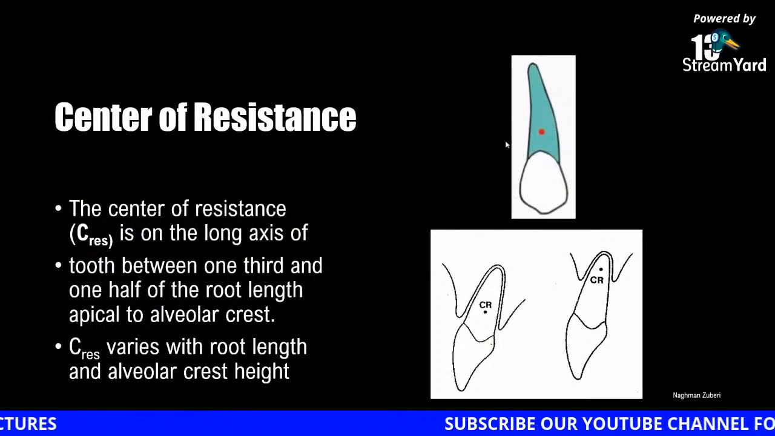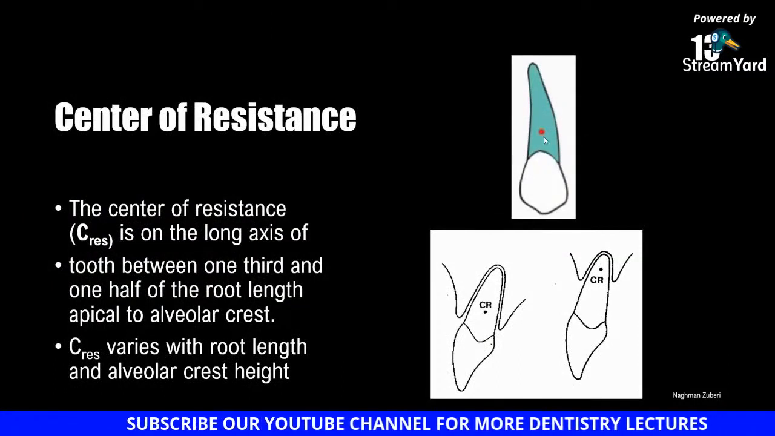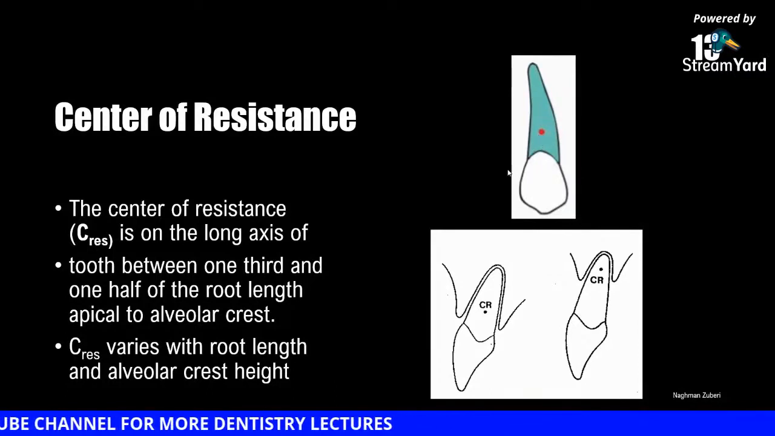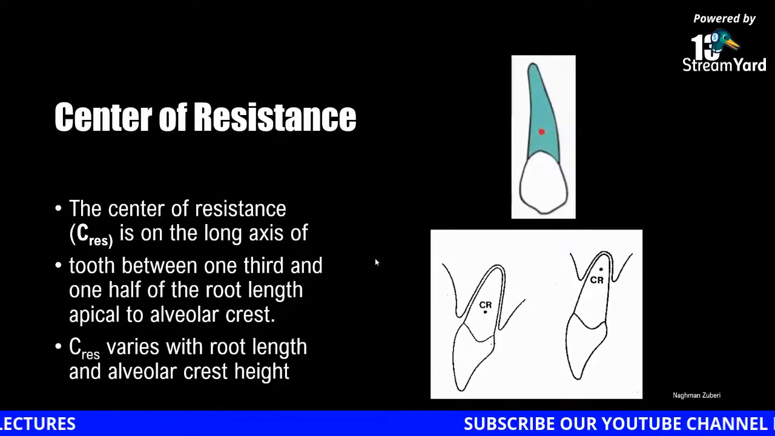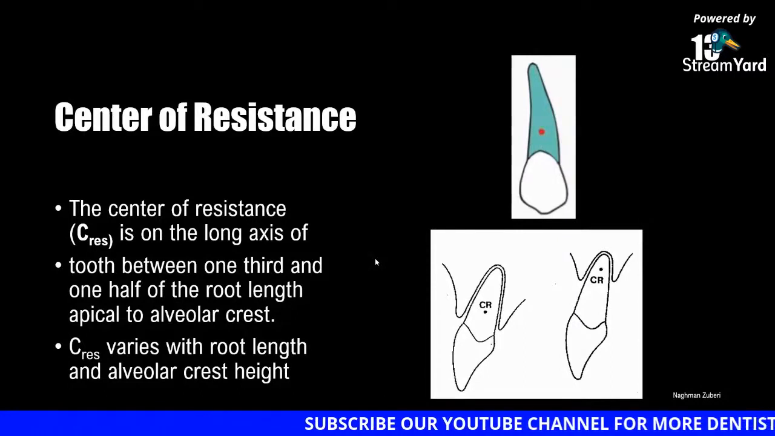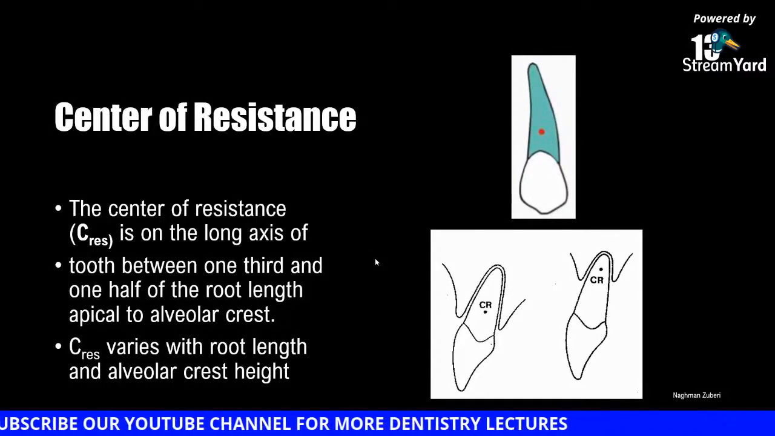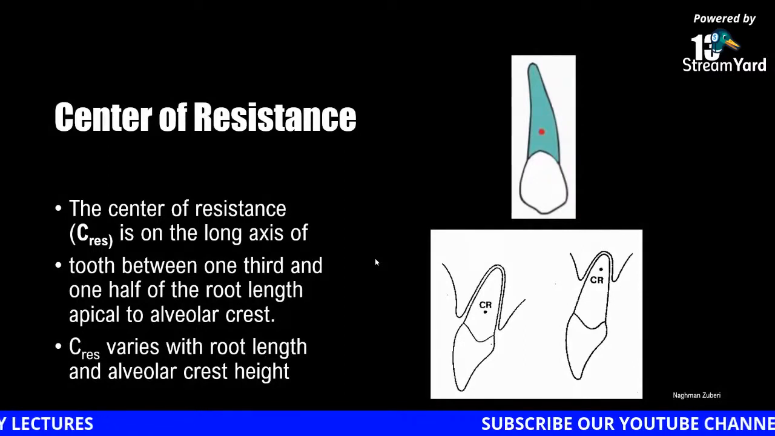When we are planning any type of tooth movement, we need to know about the center of resistance of that tooth. The center of resistance is along the long axis of the tooth, between 1/3 and 1/2 of the root length, which is apical to the alveolar crest. This center of resistance varies with root length and the alveolar crest height.